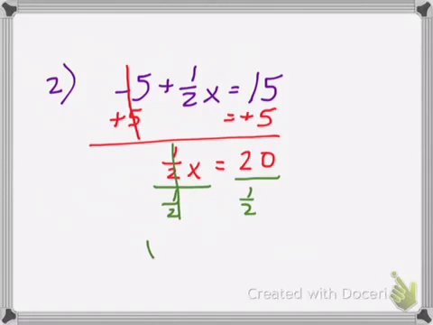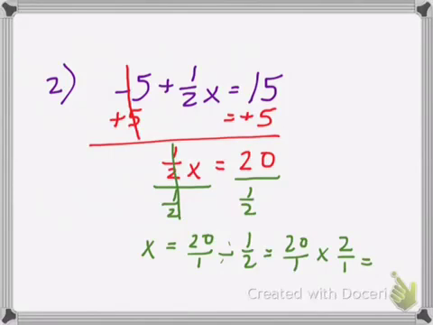These cancel out. I get x equals, then I do 20 divided by 1/2, which is the same as 20/1 divided by 1/2. So I keep, change, and then flip, and then multiply across. 20 times 2 is 40, 1 times 1 is 1, 40/1 is equal to 40. So for number 2, x equals 40.